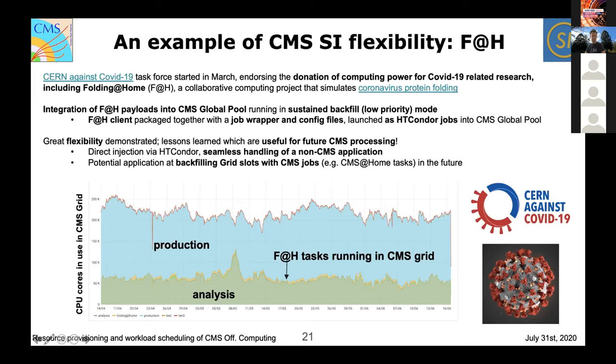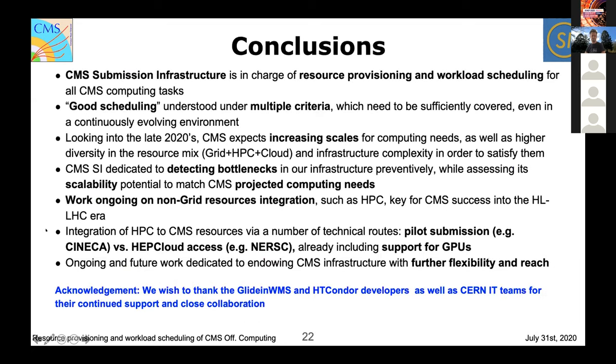For example, in backfilling grid slots with lower priority CMS jobs, which is what we did with the Folding@home tasks that you can see here, at a very small fraction of the pool, but nevertheless, they are filling the holes that are left by our main production analysis workflows. So in conclusion, what we deal with is the resource provisioning and workload scheduling for CMS. Good scheduling has multiple criteria, and we have to work to cover all of them or most of them.